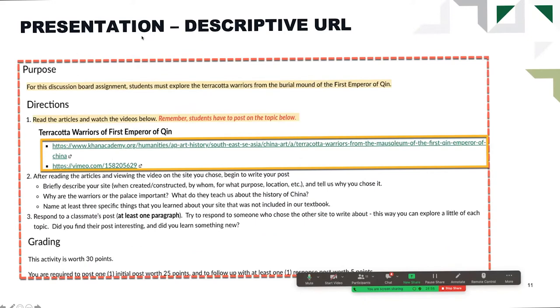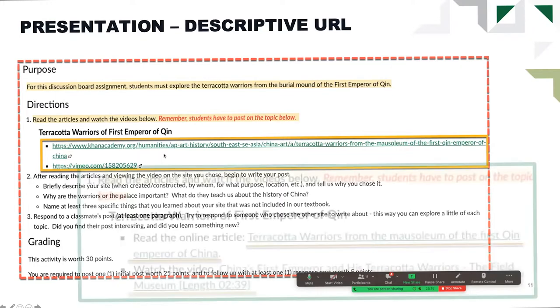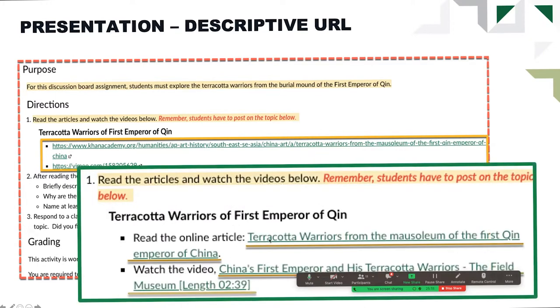More about presentation: use descriptive URLs. When we insert hyperlinks like this, don't just provide a link URL, because they are meaningless both to you and to the screen reader. We should give a description to these links, just like the examples here. So this is a descriptive URL. And also avoid using phrases like "click here." Notice here, we also included the length of the video, so students will know the time expected to spend on watching this.